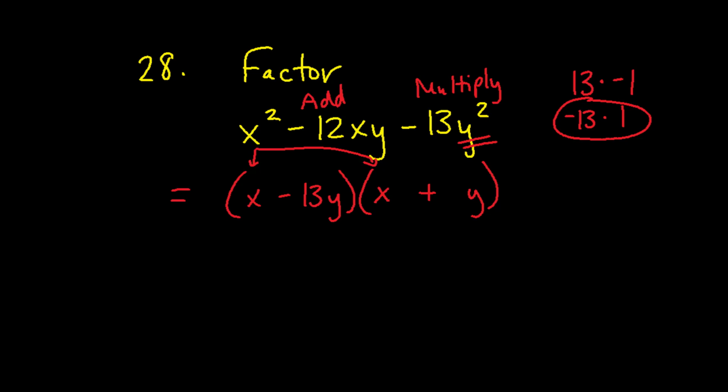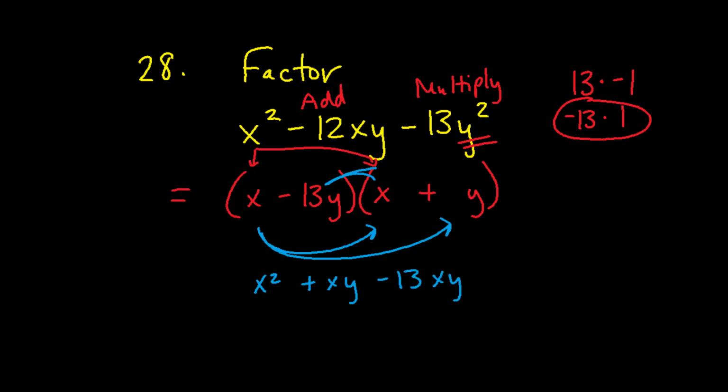Again, you can check these by multiplying it through to see if you have the correct answer. So x times x is x squared, x times y is xy, and negative 13y times x is negative 13xy, and negative 13y times y is negative 13y squared. These two middle terms will add up to negative 12xy, which will get us back to the original problem, so we know our factored answer here is correct.